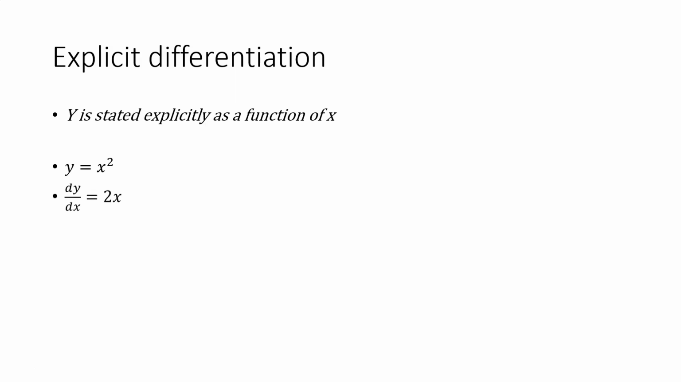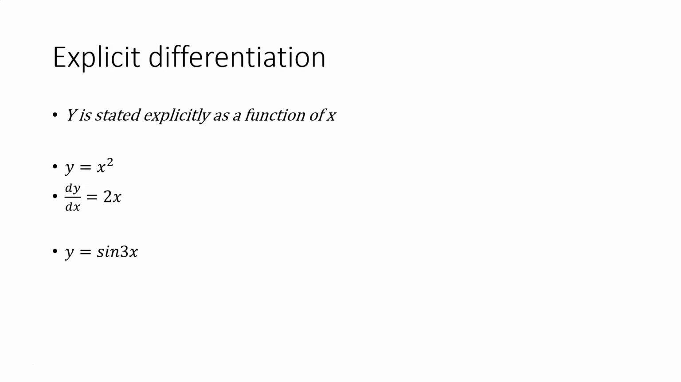Now let's look at implicit differentiation, but before we do that, let's look at explicit differentiation, to show the difference between the two. In most of the problems we've had, y is stated explicitly as a function of x, or some variable explicitly as a function of another. This equation would be an example: y is equal to x squared. If we wanted to differentiate this equation, it's pretty straightforward. dy/dx is equal to 2x. It's just the power rule of taking a derivative.